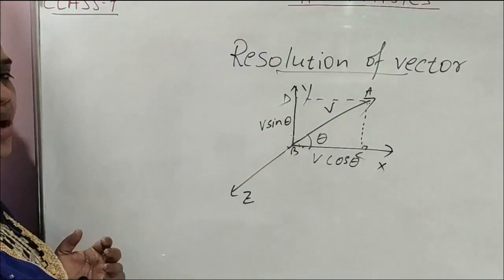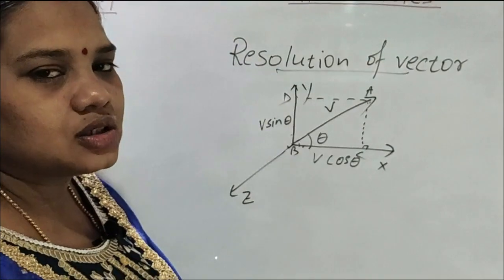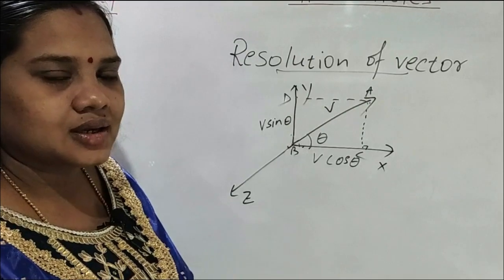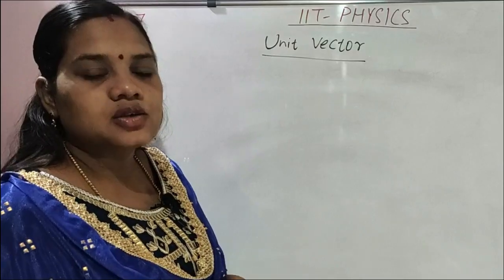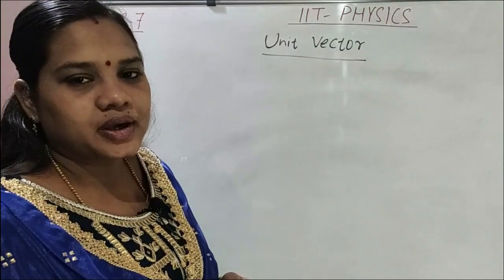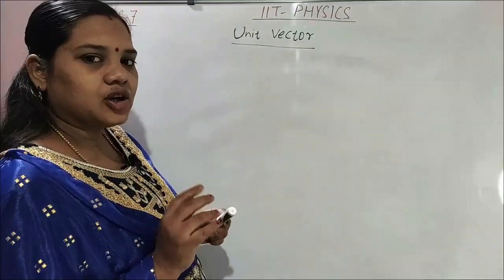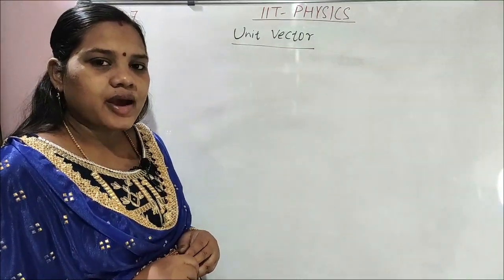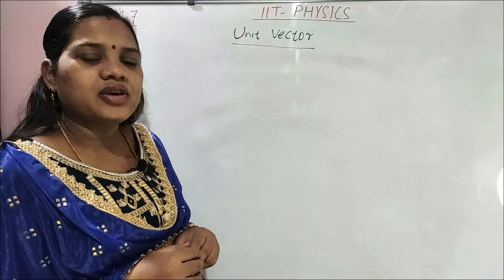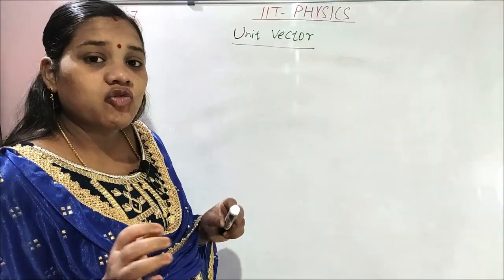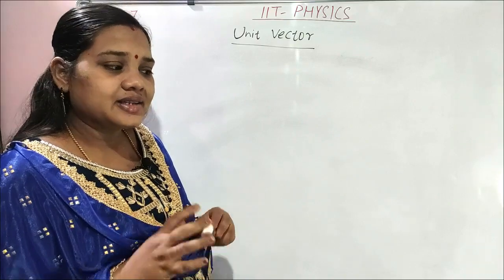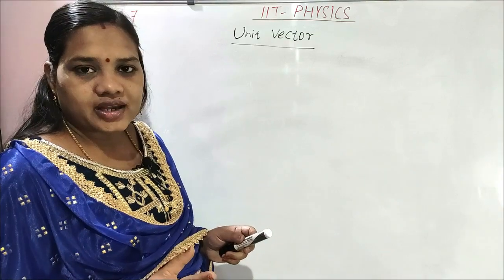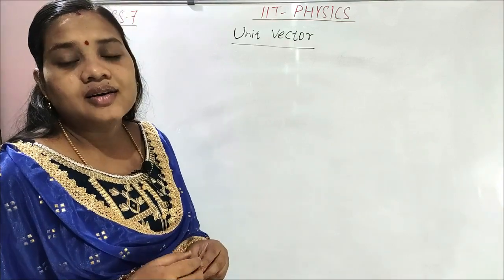So this is what we discussed in the last class: resolution of vector, the process of dividing a vector into different components. Clear? Today our topic is unit vector. So let's start today's topic, unit vector. Before also we discussed unit vector. What is a unit vector? A unit vector is a vector which has magnitude exactly 1. It is dimensionless, and its significance is that it gives direction.